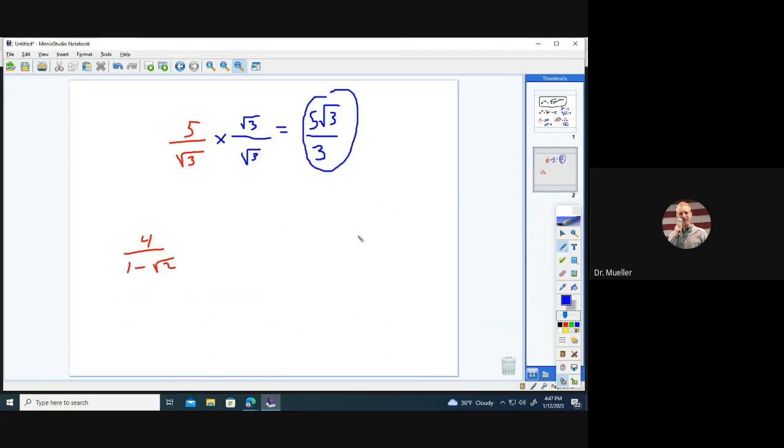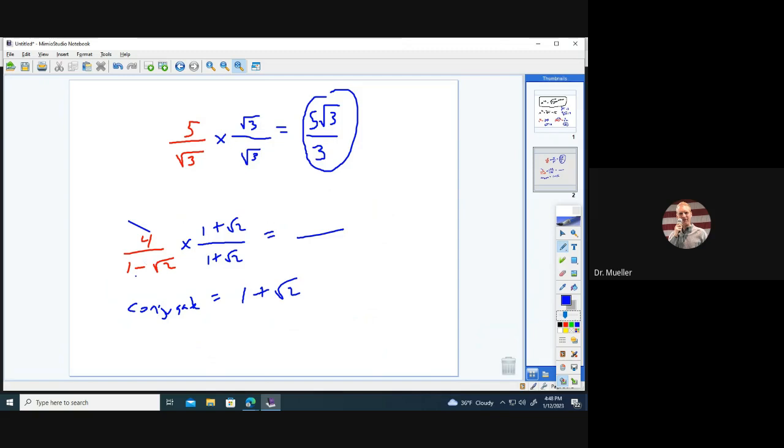However, what I forgot to talk about was if you have something like 1 minus root 2 in the denominator, then you're going to multiply the top and bottom by something known as the conjugate. So the conjugate is simply found by changing the symbol in the middle. So that conjugate is going to be 1 plus root 2. So we multiply the top and bottom by 1 plus the square root of 2, and then 1 plus the square root of 2.